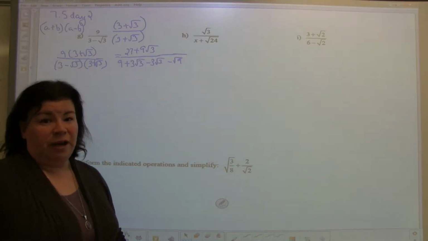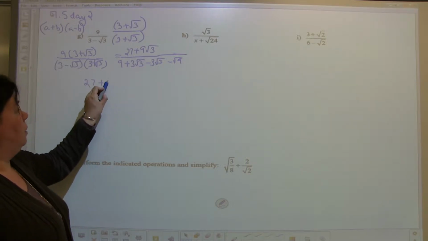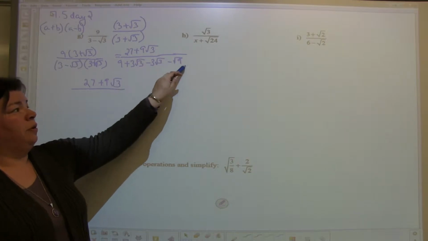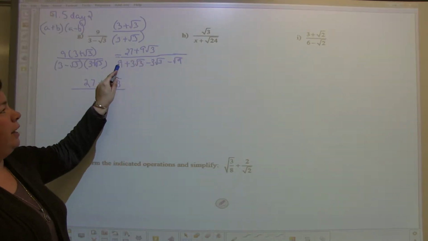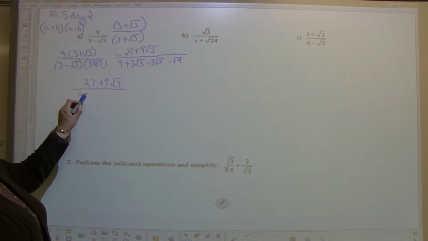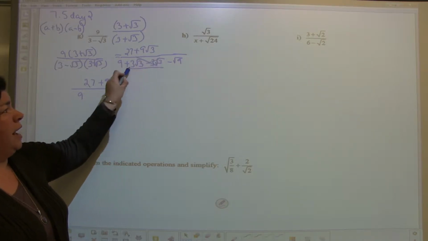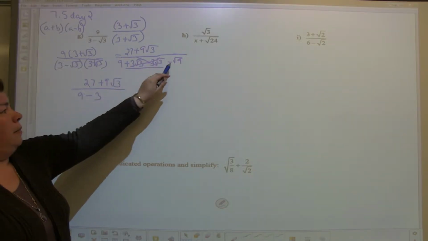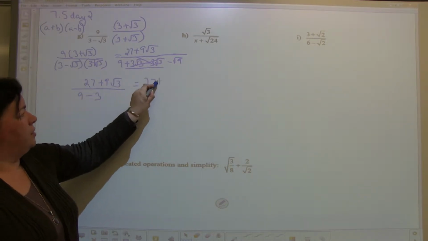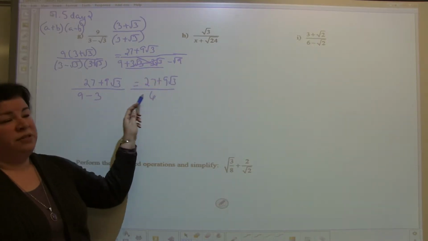And then we're going to simplify that. So our numerator becomes 27 plus 9 square root 3 all over. Now remember that the square root of 9 is 3 here. So we have like terms, 9 minus 3, which is, well, I'll simplify that in a minute. But plus square root of 3 minus square root of 3 cancels out, and I'm left with the square root of 9, which is 3. So this simplifies to 27 plus 9 root 3 all over 6, and then I can reduce this even more.